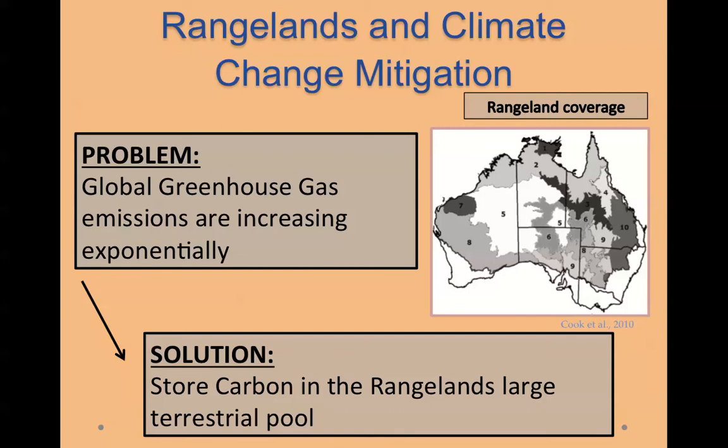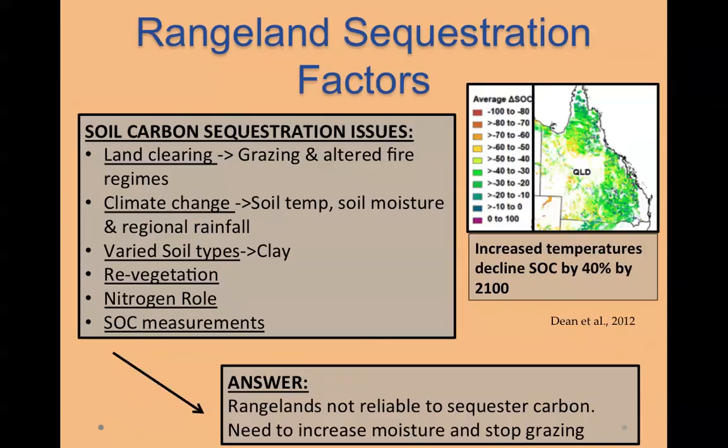We all know this, it's around the world, they're increasing every year. It's a bit of a problem. The solution: let's store this CO2, this carbon dioxide, into the ground. Let's use this large land mass and store it there. But there are many factors.